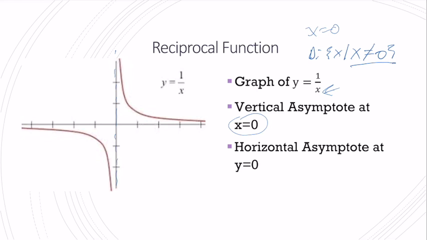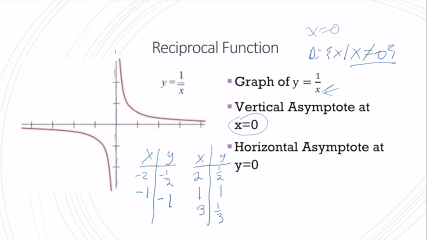Let's take a look at this. So if I have x equal to -2, -1, and if I have x equal to 2 and 1, we're going to go ahead and find our y. So if x is -2, y would be -1/2. If x is -1, y equals 1 divided by x, so 1 divided by -1 is going to be -1. If x equals 2, I have y equals 1/2. If x equals 1, I have y equals 1.